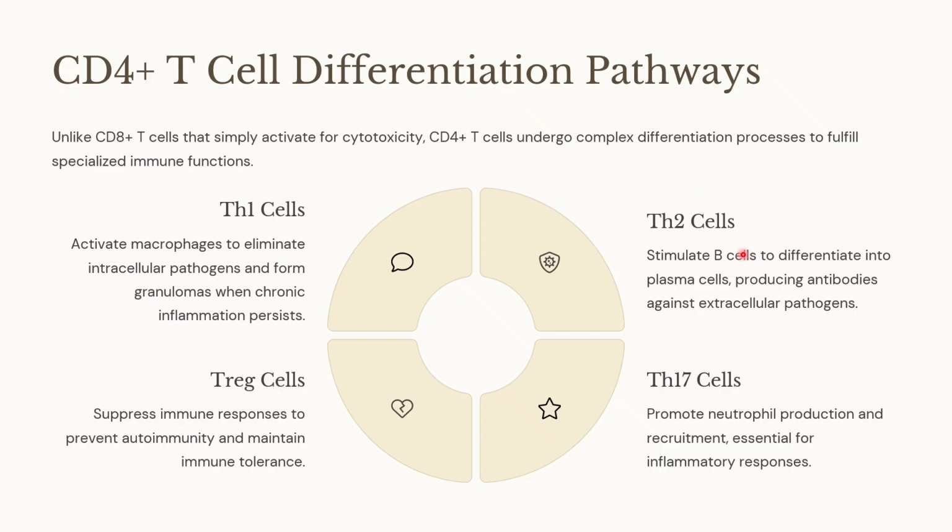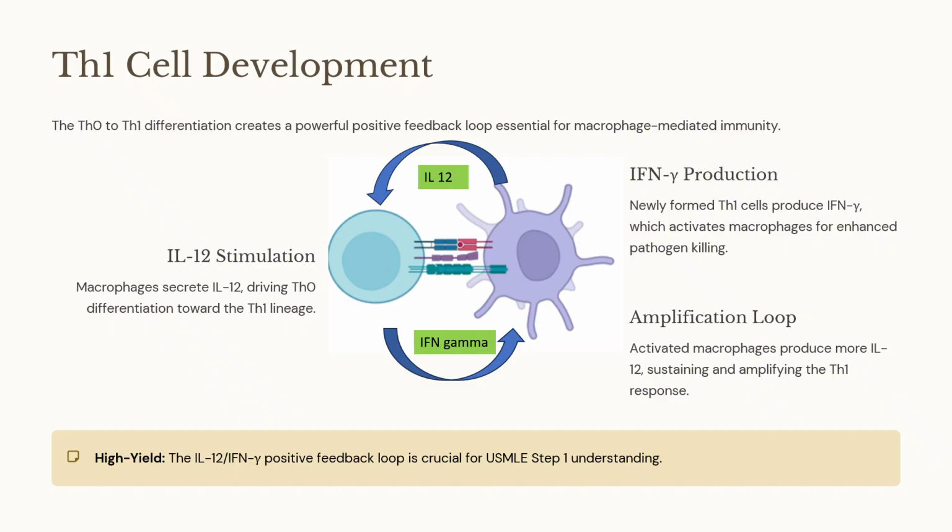But the T helper 2 CD4 cells will stimulate the B cells to differentiate into plasma cells, thereby producing antibodies. The Treg cells will suppress immune responses to prevent autoimmunity and maintain immune tolerance. The T helper 17 cells will promote neutrophil production and recruitment, which are essential for inflammatory responses. Let's see how the naive CD4 helper T cell is converted into the T helper 1 cell.